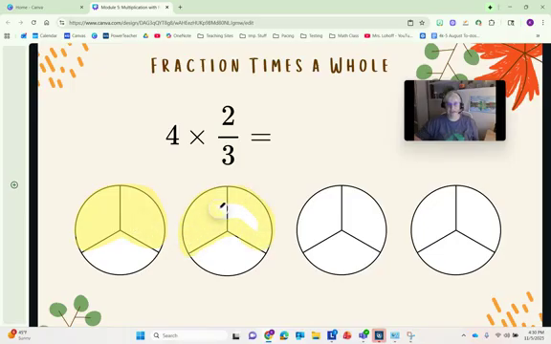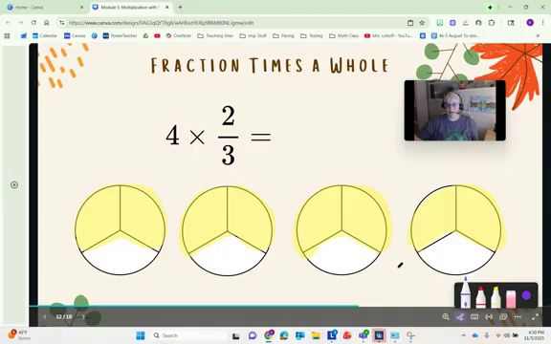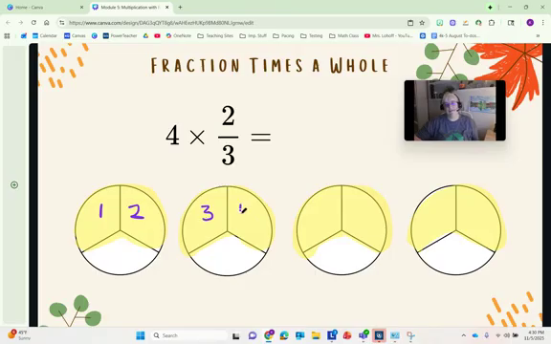Remember, multiplication is repeated addition. So we're going to add 2/3 plus 2/3 plus 2/3 plus 2/3. We're going to add it up 4 times. And you can draw these out. Now that I'm showing 4 times 2/3, I'm going to count my thirds: 1/3, 2/3, 3/3, 4/3, 5/3, 6/3, 7/3, 8/3. It's exactly what we got on the question before.